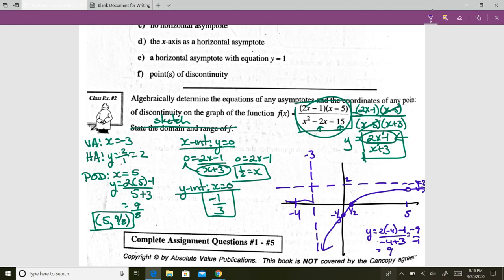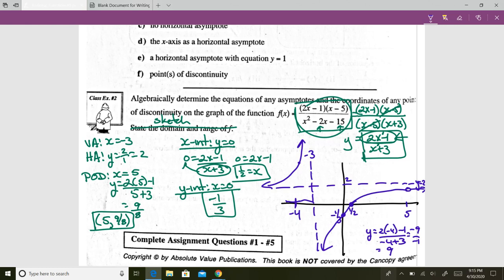But -4, I'm at 9, which is somewhere up here. It doesn't matter. All that it matters is that it's bigger than 2, because that's the horizontal asymptote. And so the graph cannot touch the vertical, can't touch that. So I know it has to look like that. Okay.